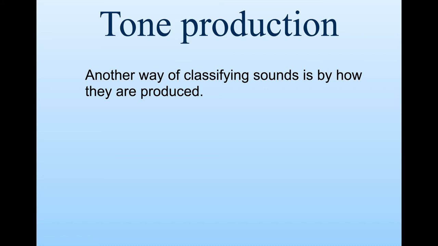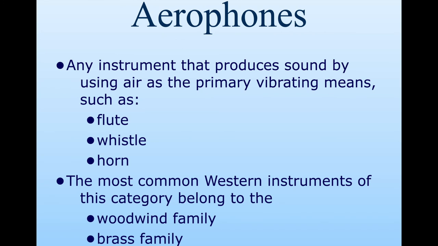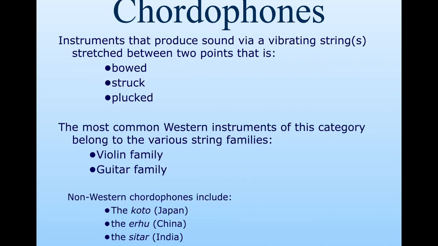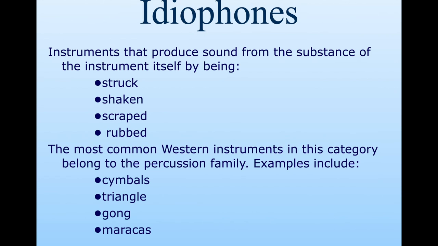Another way of classifying timbres is by how they're produced. The sounds which are made by blowing into things are called aerophones, such as flutes and whistles. Instruments that make sounds by vibrating strings are called chordophones. They can be bowed or struck or plucked. Instruments that are idiophones are things that are hit and the body of the instrument vibrates. They can be either struck, shaken, scraped, or rubbed.